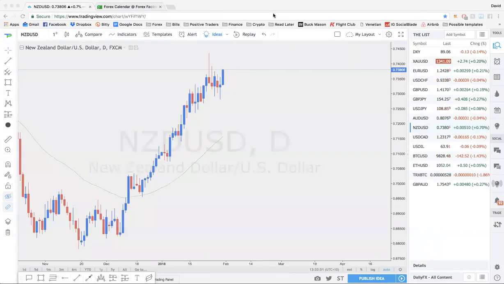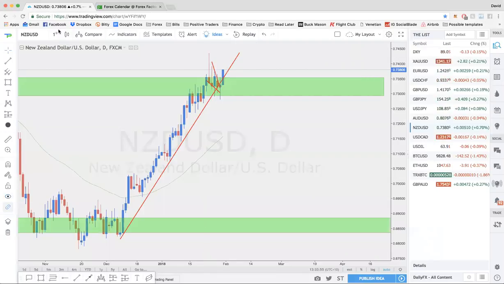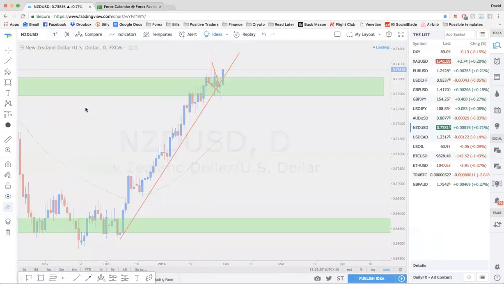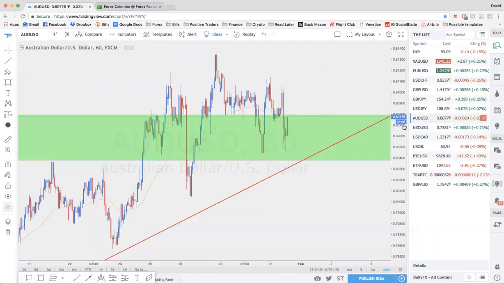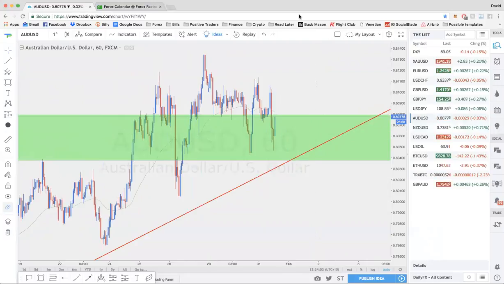So this is what I will be looking for on this pair, a move to the upside. It's kind of already taking off a little bit, as you can see. So I'm probably not as interested in getting into a trade on this pair as I am with AUD USD. It's still obviously well around this zone. So I'll look for AUD USD to potentially go a little bit higher and then take a buy.